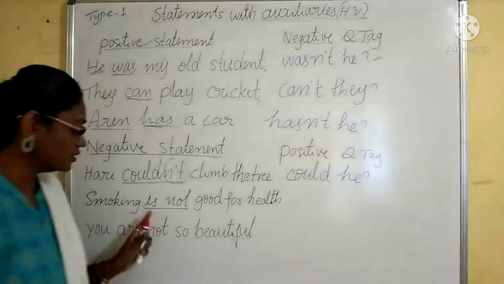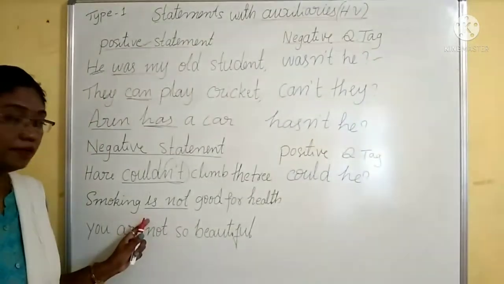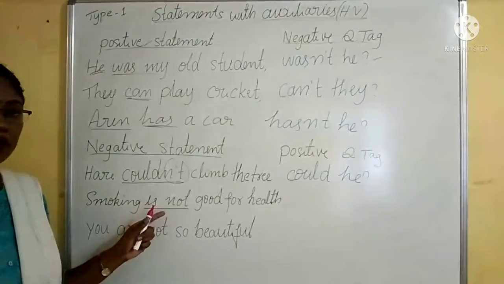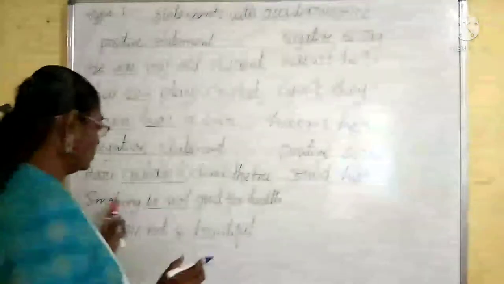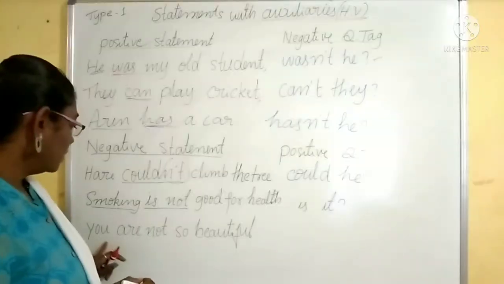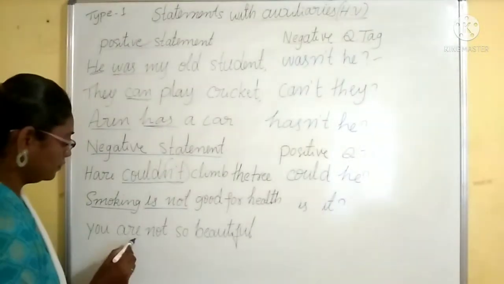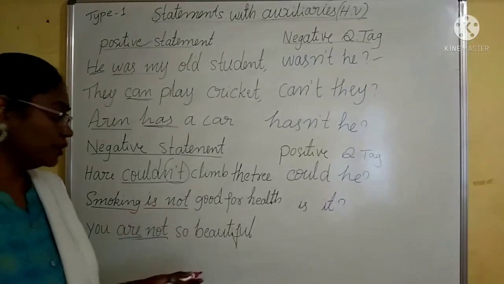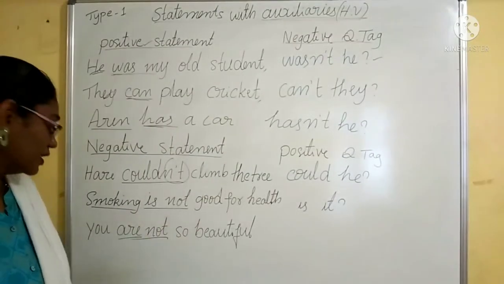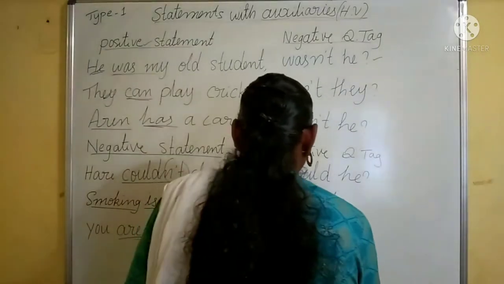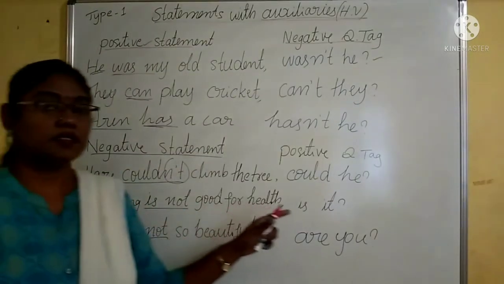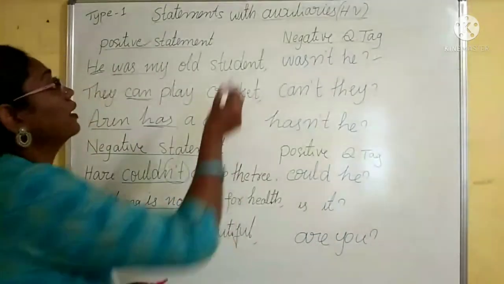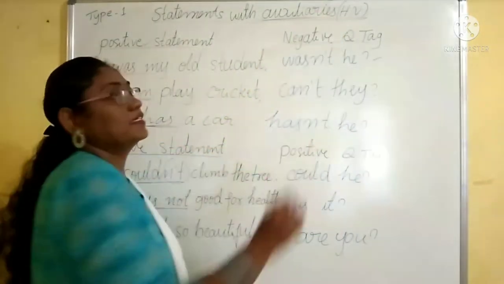Smoking is not good for health. So here is the helping verb. Smoking is not. This sentence is also negative. You write is it. You are not so beautiful. Yes, you are not so beautiful, and the question tag is, are you? Okay. See, this is how we use question tags with auxiliary statements.